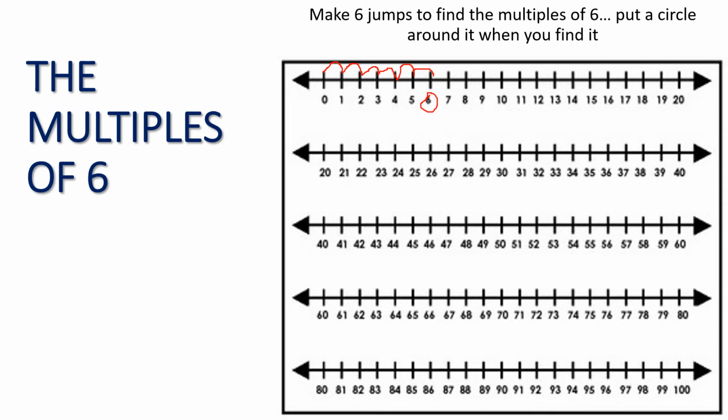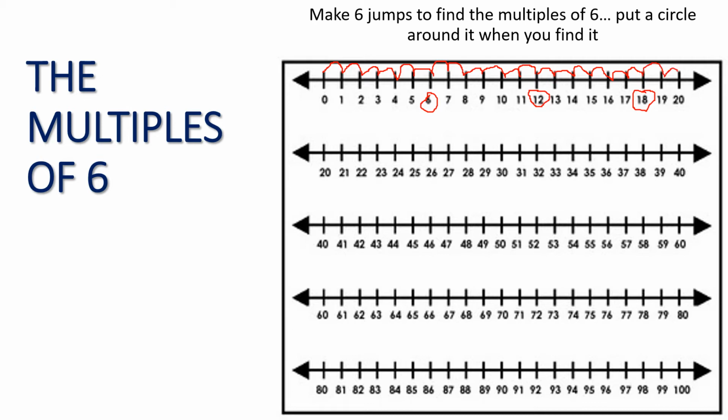Multiple of 6. Now let's make the next one and see. We start from 6 again. 1, 2, 3, 4, 5, 6. The next one is what? 12. Let's put a circle around it. We start again from 12 and make the next 6 jumps. 1, 2, 3, 4, 5, and 6. So what's the next one? 18. Those are the multiples of what? 6.